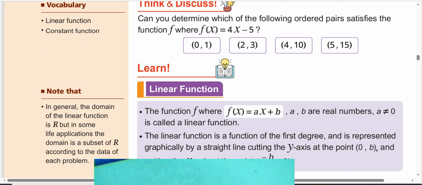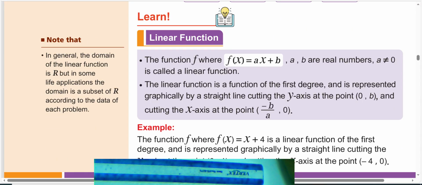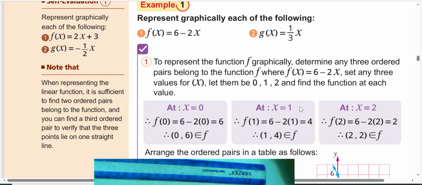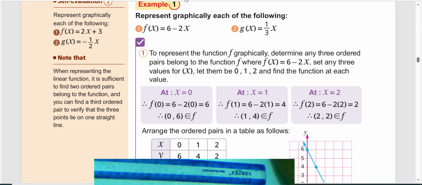Learn about the function f of x equal ax plus b. This straight line passes through the point negative b over a and 0. If you want the intersection with the x-axis, then y equals 0. Listen to me about example number 1 and its solution here. f of x equals 6 minus 2x.